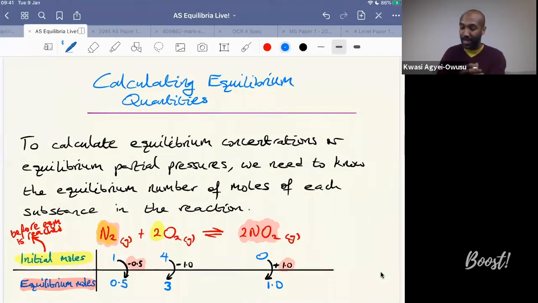Now, the next thing I want us to look at are some similar examples, and then we'll look at the same exercise, but doing things algebraically, to sharpen our thought processes when it comes to working out how much of something has reacted and how much of that thing will be left at equilibrium.